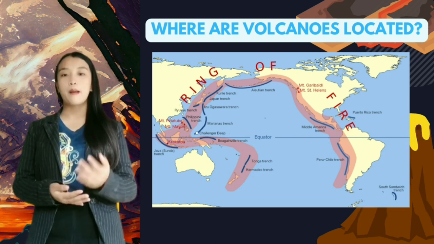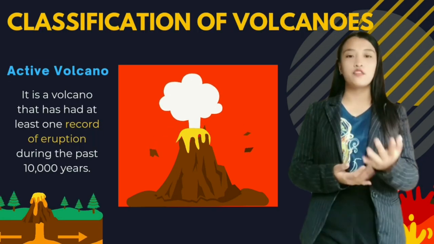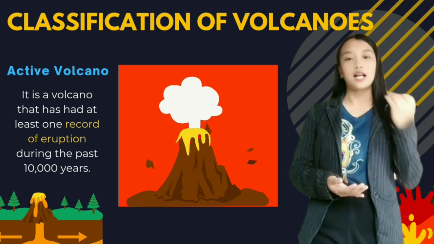There are several ways by which a volcano can be classified. So now, let's move on to the classification of volcanoes. Let us have the first classification. It is called active volcano.